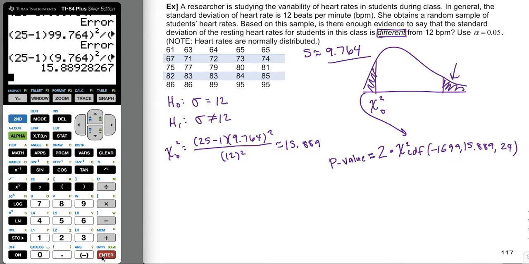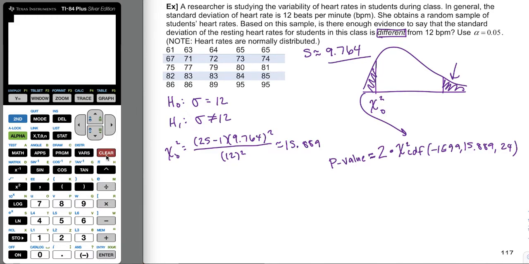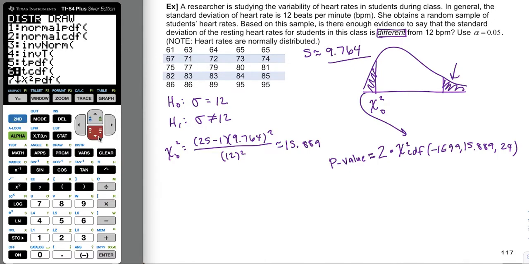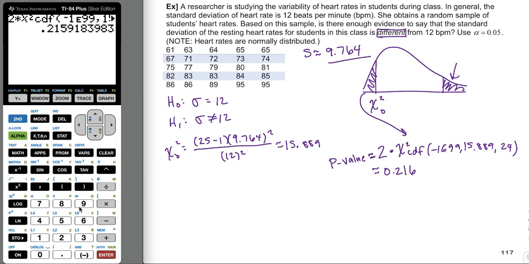Okay, so let's go ahead and do that in the calculator. Second vars chi-square CDF. Well, you know what? Let's do 2 first. 2 times, then second vars chi-square CDF. The lower bound is already there. The upper bound is 15.889. The degrees of freedom is 24. Okay, so I have 2 times chi-square CDF, and here's the p-value. So it's about 0.216. Okay, the level of significance alpha was 0.05.